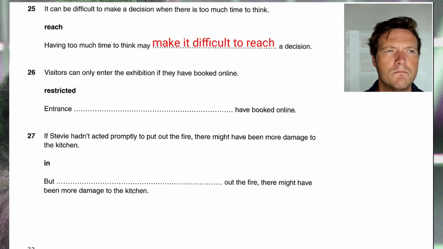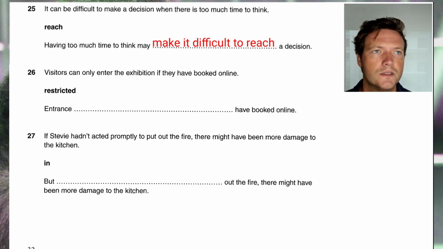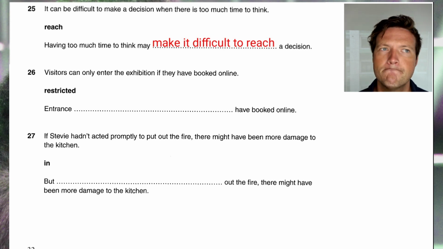I can't think of any other possible combinations there. If you can think of anything else, any doubts there, leave a comment underneath. But I can't think of anything else there. So let's check the possible answers here.